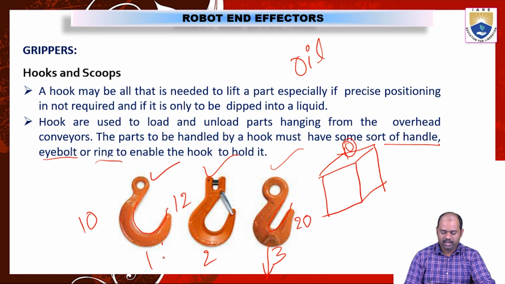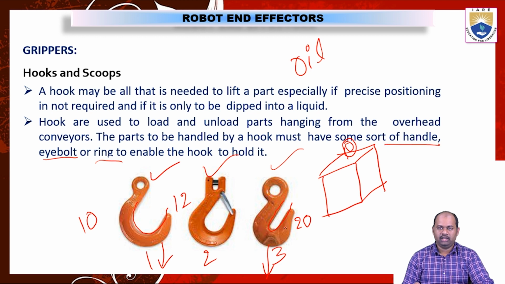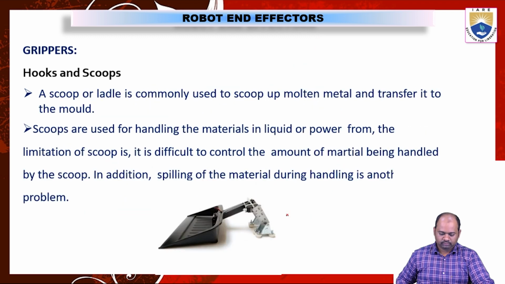Hooks can easily bend out. So that is why the shape of this third kind of hook is designed in such a way that, because of the heavy loading capability, it does not bend outside its design. Okay, so these are some of the grippers. These hooks are used as grippers in robotics. Now we'll go to the next slide.